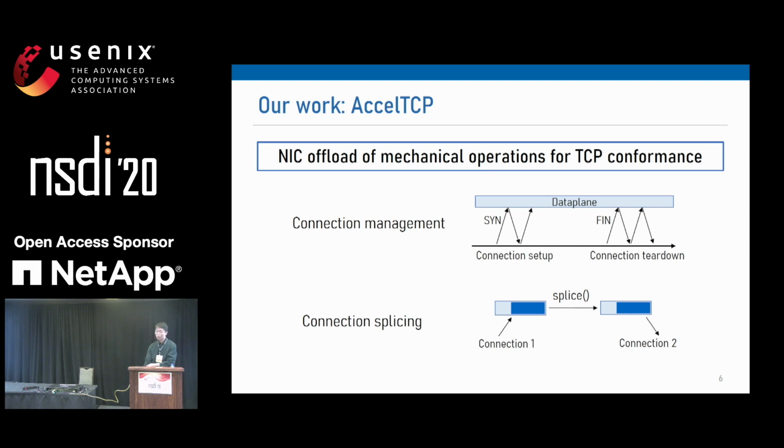As we observed in the two previous examples, CPU resources are heavily consumed by mechanical operations for TCP protocol conformance. And the good news is that we now see many smart NICs and programmable NICs coming up in the market, and this means we now have more computing power and memory resources near the network. So we propose to offload such mechanical and repetitive TCP operations to the NIC so that we can improve the CPU efficiency of the networking stacks.